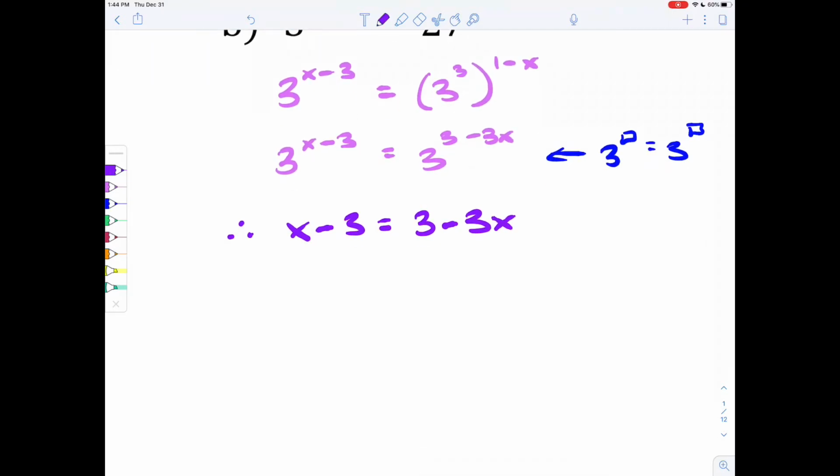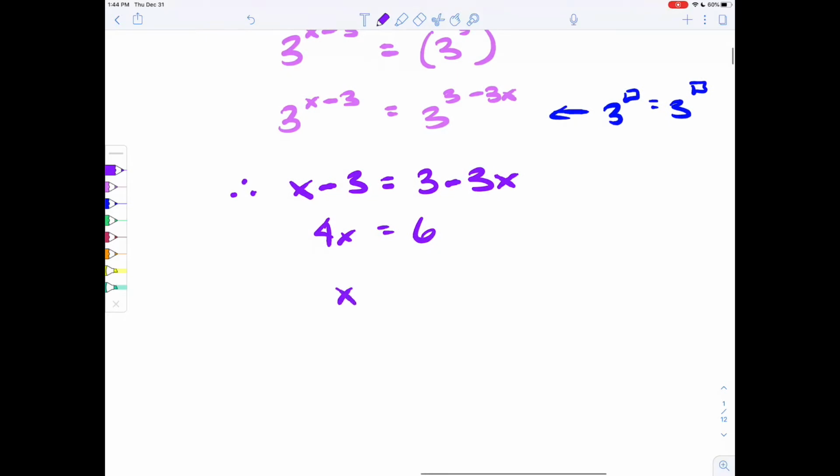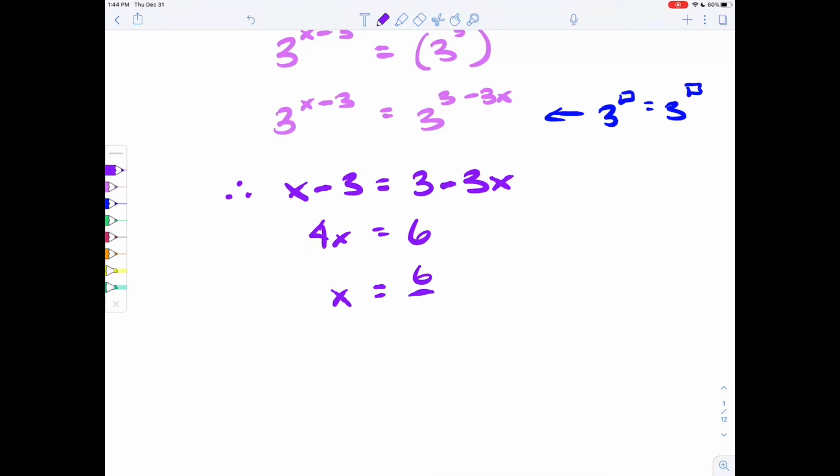Anyhow, solving this, adding 3x to both sides, adding 3 to both sides is that. And of course, we'll simplify. That's done.